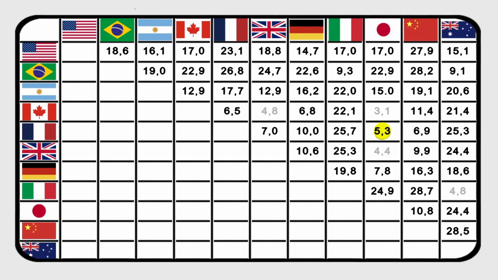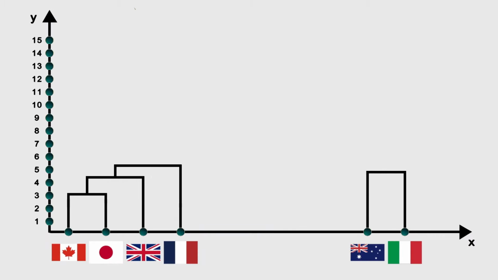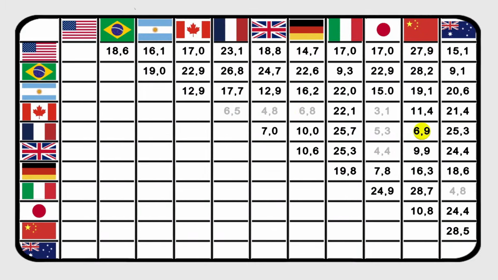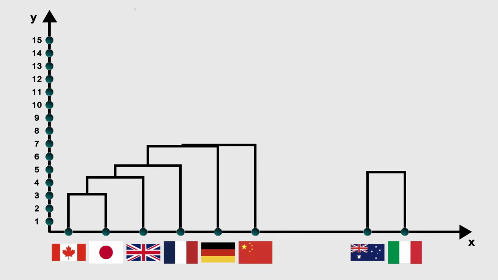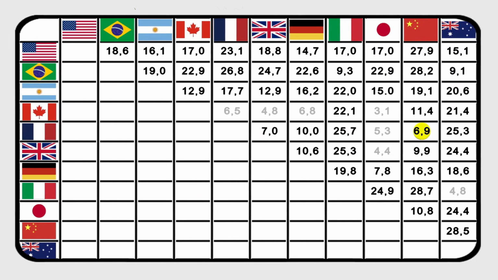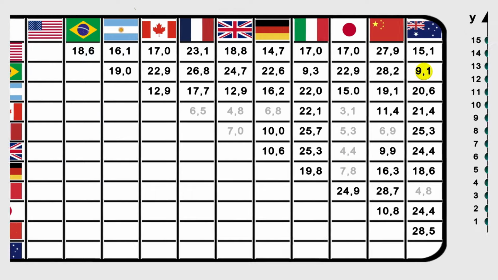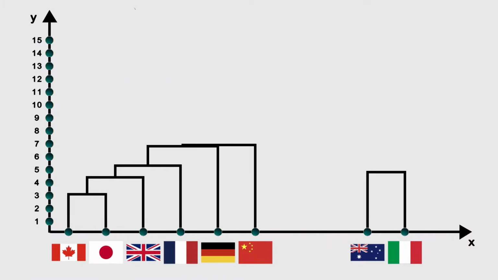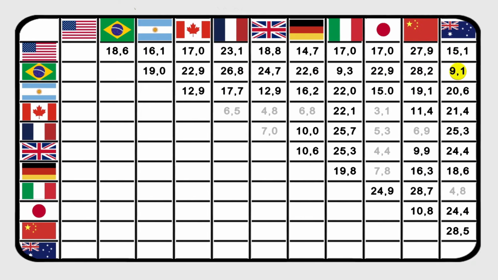The next smallest distance is 6.5, France and Canada. Since they are already in clusters, we skip it. Then, at 6.8, we find Canada and Germany. We add Germany to the cluster with Canada. Now, at 6.9, we find France and China. We add China to the cluster with France. The distances 7 and 7.8 involve repeating countries, so we skip them. The next minimum distance is 9.1, Brazil and Australia. We already had a cluster with Australia and Italy, so we add Brazil to it. We skip the following distances again because these countries are already in clusters.